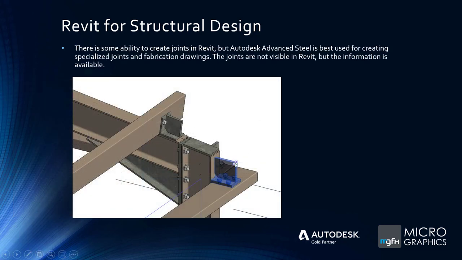We can also have a look at the joints that we get. And like it is mentioned within the slide as well, Autodesk Advanced Steel is best used for creating specialized joints and for fabrication drawings. It even extends into CNC manufacturing. Revit does not do that, but it does allow you to at least get some design intent across.